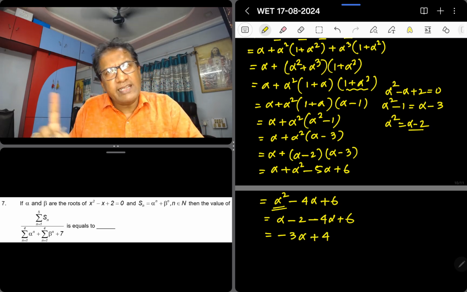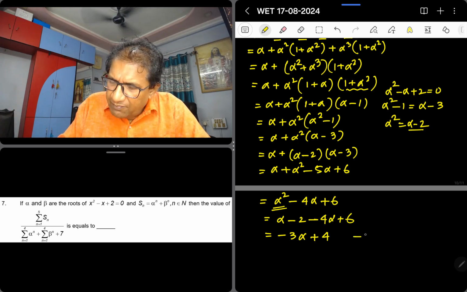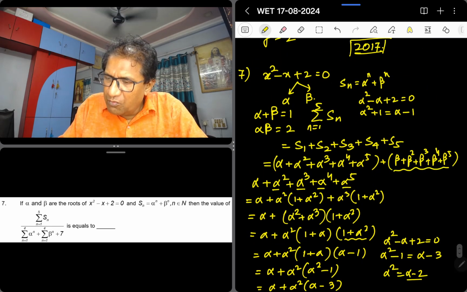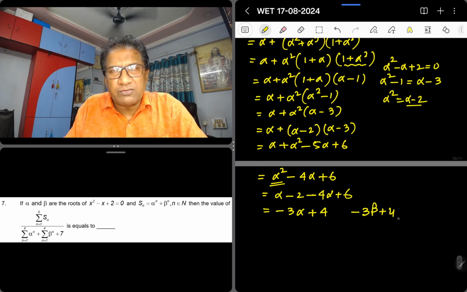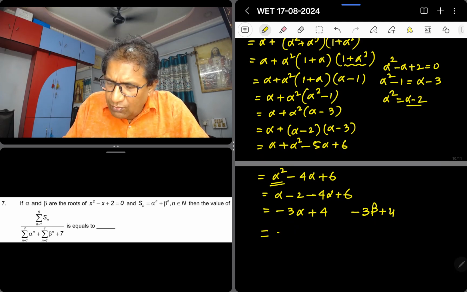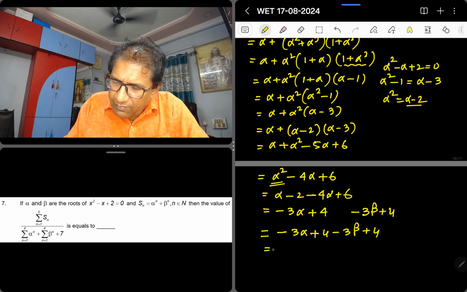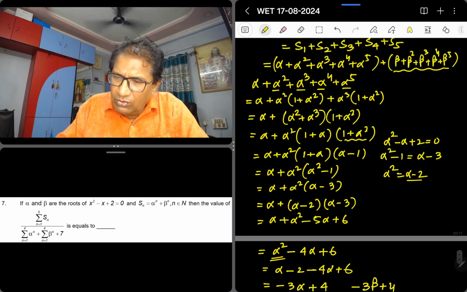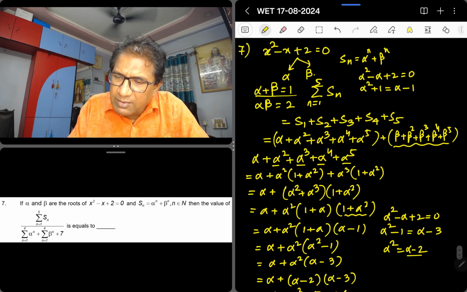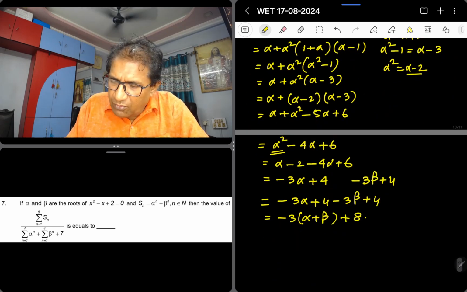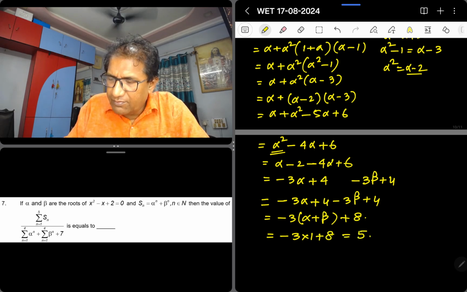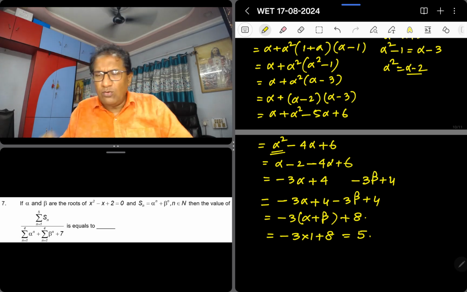The same thing we will get in case of beta. In that case, we will get minus 3 beta plus 4. So therefore, if we add these two, we are going to have minus 3 common. So it's alpha plus beta plus 8. And we all know that we have already said that alpha plus beta is 1. Therefore, it will be minus 3 into 1 plus 8. That gives us 5. Right? So for the numerator, we are getting the value 5.